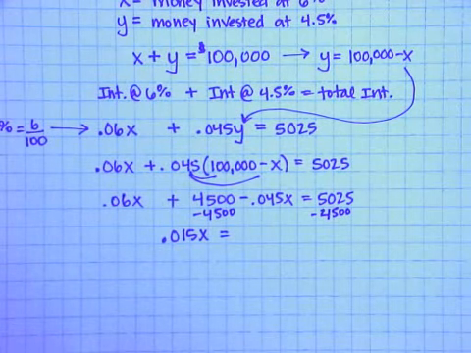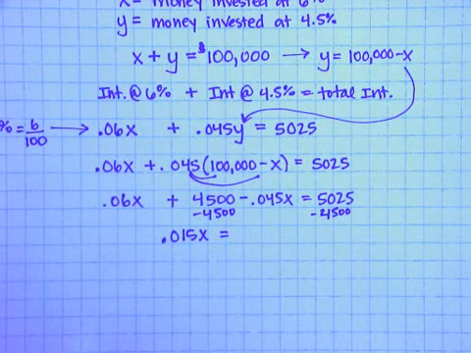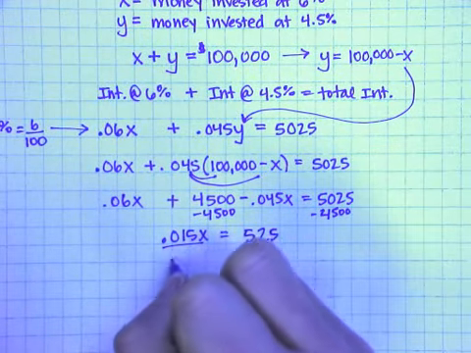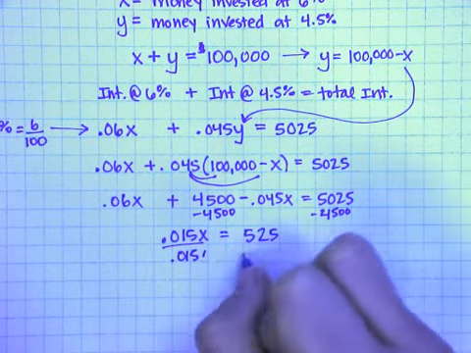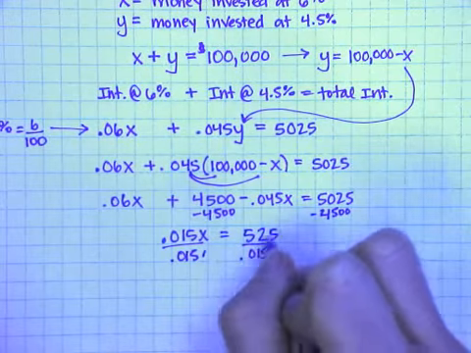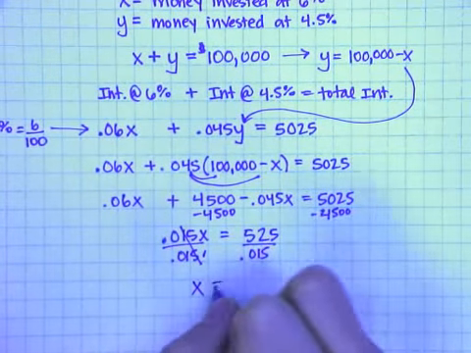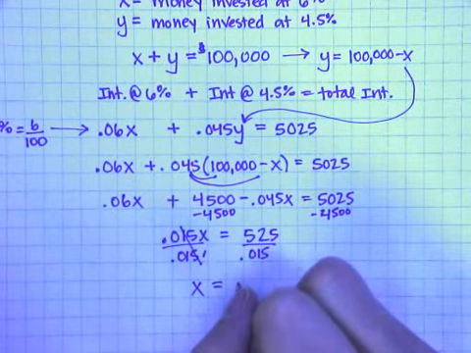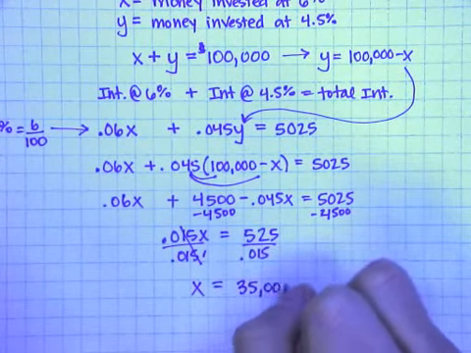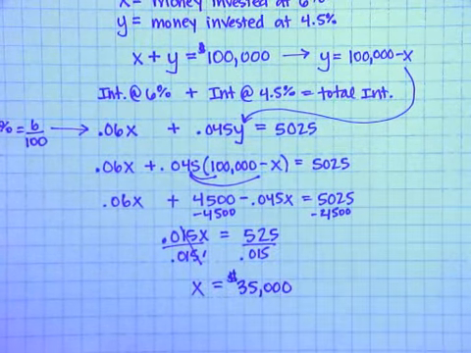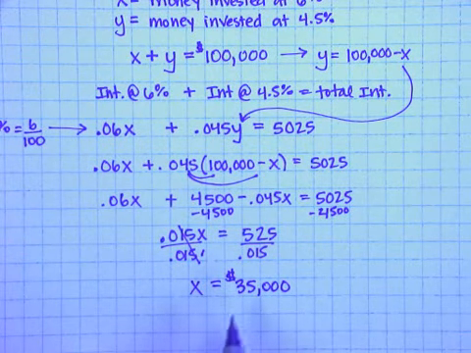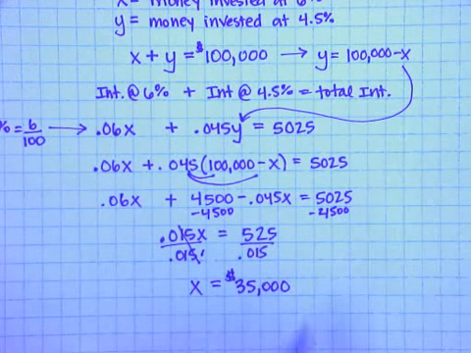So 5,025 minus 4,500 is 525. And then when I divide both sides by 0.015, I get x equals $35,000. Now, at the end of a problem, it's really, really tempting to just get a number and then stop.